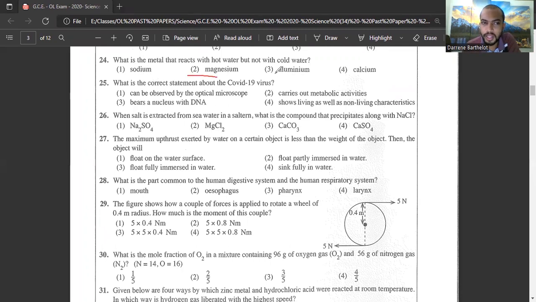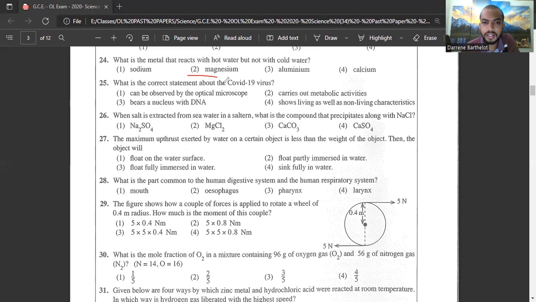When you take aluminium, it has a layer of aluminium oxide, so it is normally not reacting if the metal oxide layer is not removed. And also when you take calcium, calcium readily reacts with water, even with cold water. So the answer should be magnesium here.